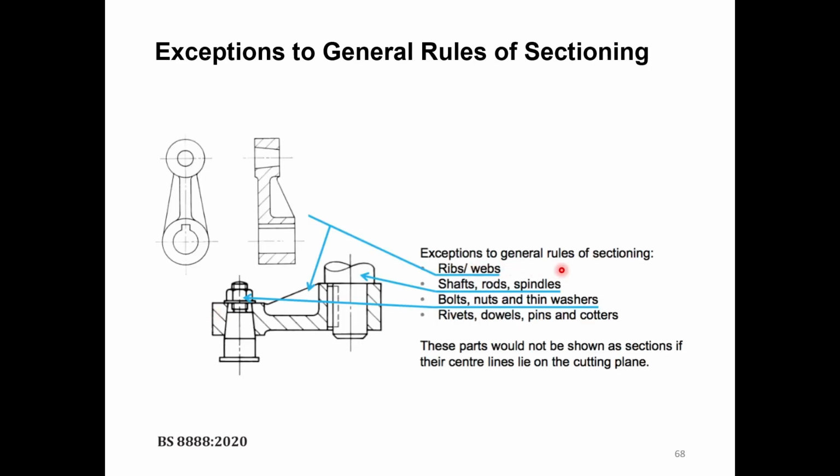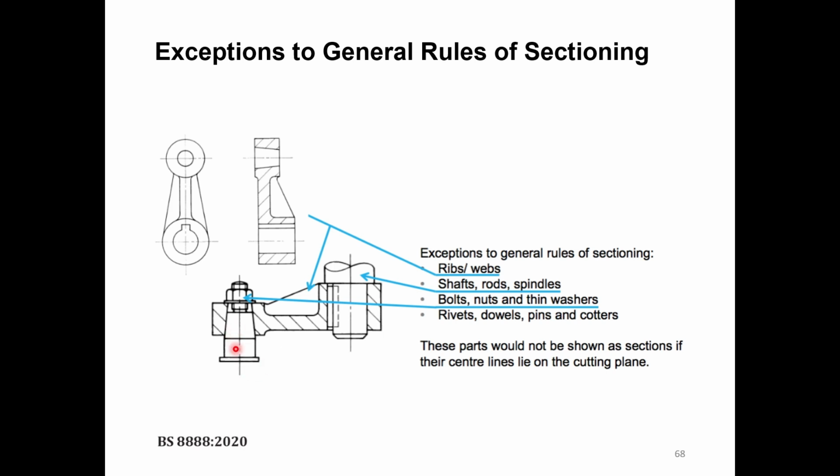Exceptions to the general rules of sectioning. Ribs and webs: we don't like to section through webs, especially when they are parallel to the cutting plane. We do not show sections for shafts, rods, spindles, bolts, nuts, thin washers, rivets, dowels, pins, and cutters. All these things, when we have a section, we show them without sectioning, without hatching, actually.